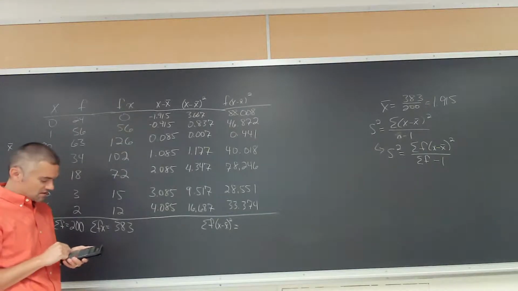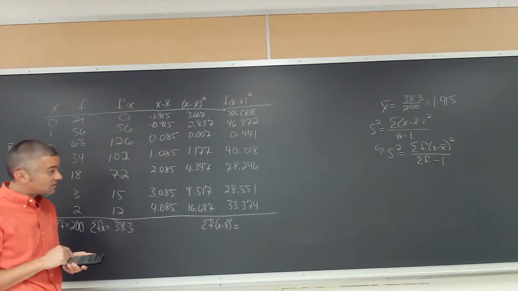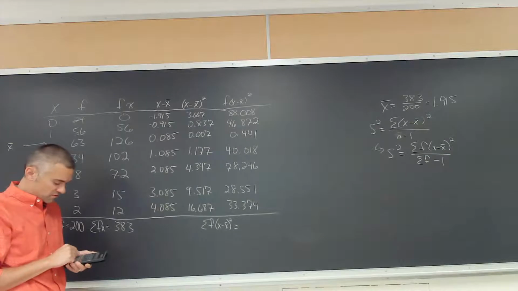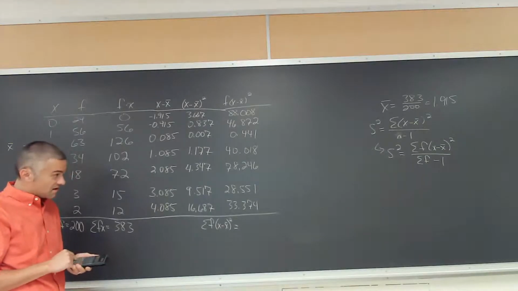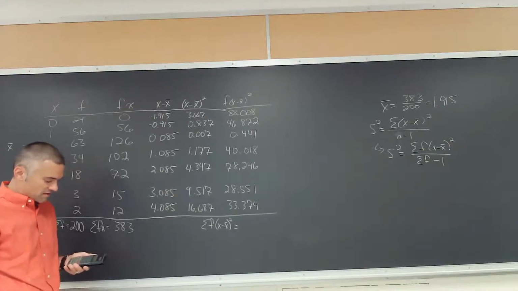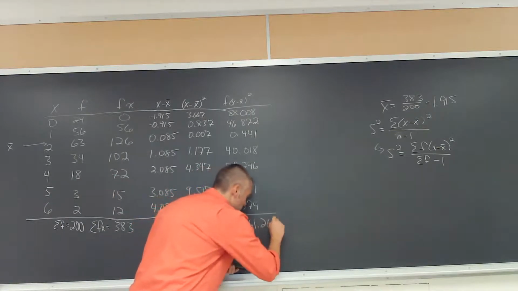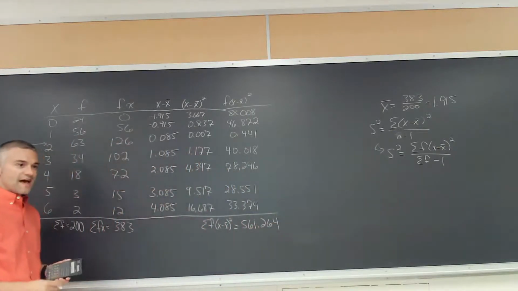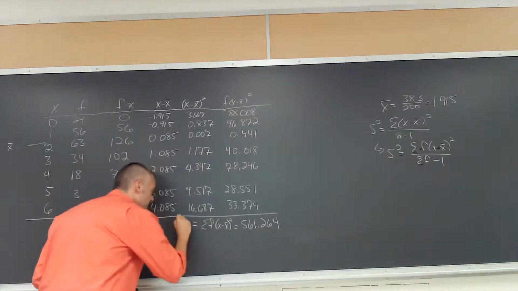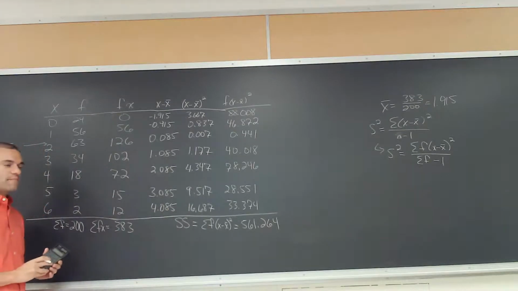88.8 plus 46.872 plus 441 plus 40.08 plus 78.246 plus 28.551 plus 33.374 equals 561.264. All right, that is our sum of squares. That is how much variation we have around that mean right now.